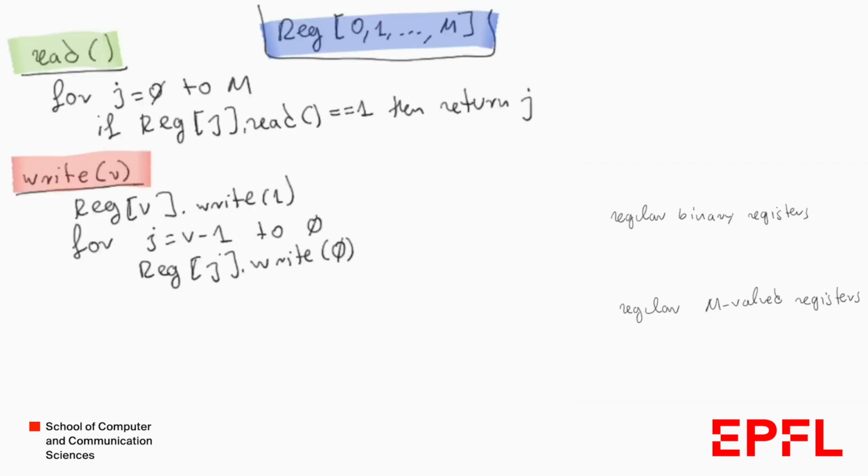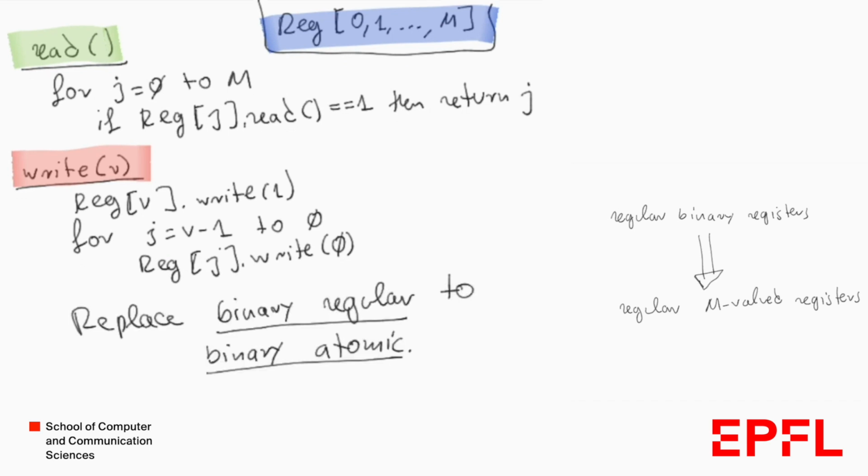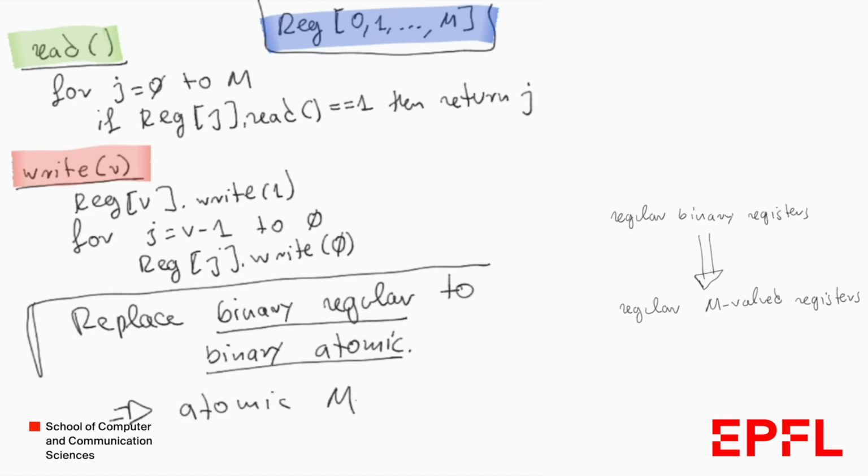So consider the transformation on how we can take regular binary registers and get regular m-valued registers out of them. And now we want to see the following. Let's say we replace the binary regular registers in these transformations with binary atomic registers. If we do this, will this transformation give us back atomic m-valued registers?